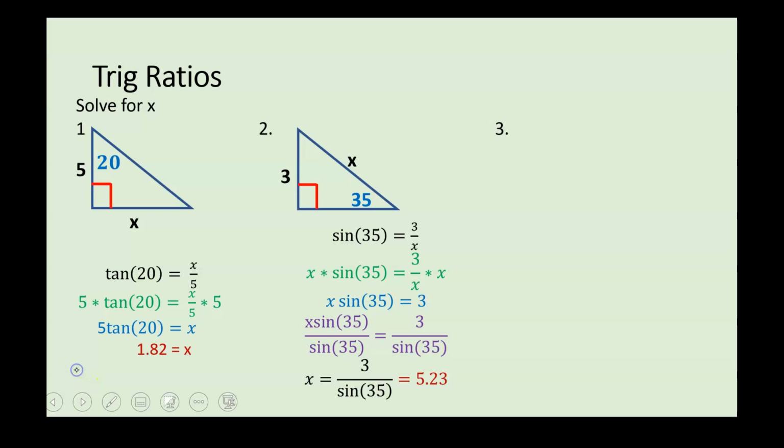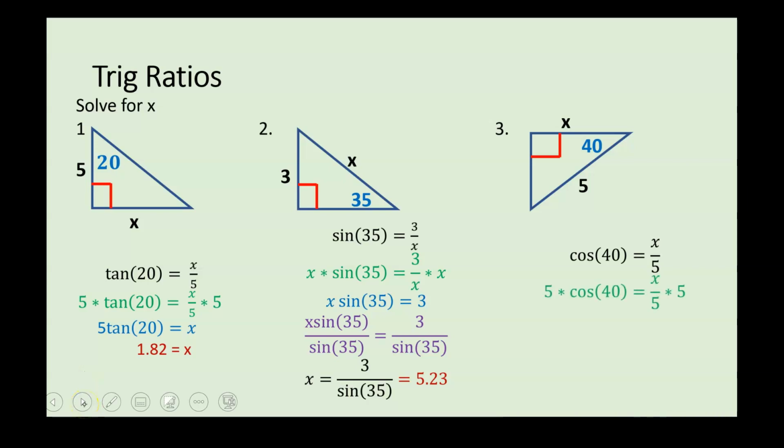Number 3. I have my angle. It is a right triangle. So from the angle, I have the adjacent side and the hypotenuse. So that'll be the cosine function. Again, multiply both sides by 5. Type that into my calculator just like I see it. And I get the following.